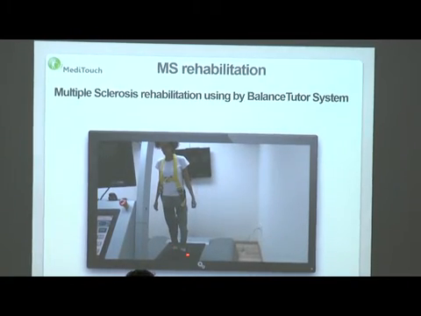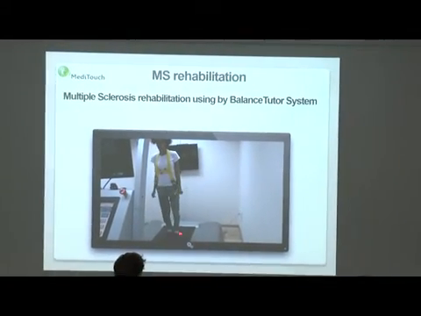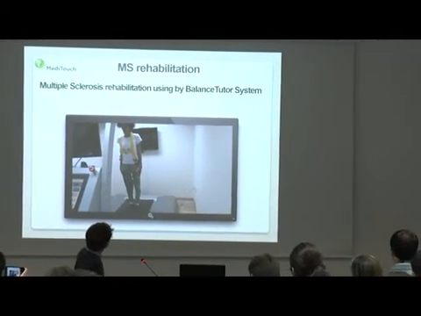You can see, look at the distance apart now of her feet. What she's doing. Look at the upper extremity.